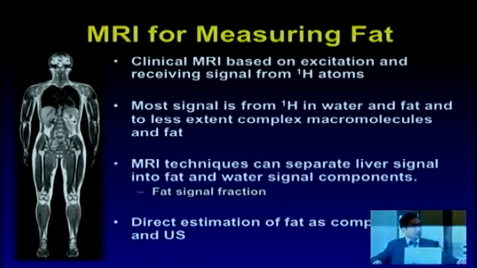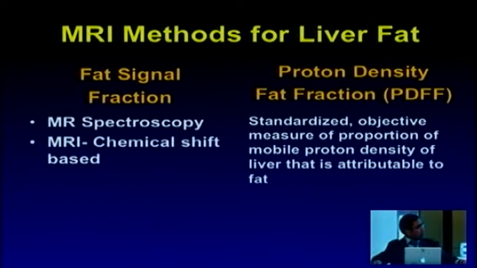For all practical purposes, we get signal mostly from water and fat, and to a lesser extent from the complex macromolecules. And then we have MRI techniques which can separate the liver signal into fat and water signals, and this is the basis of measuring fat in the body as well as fat in the liver. So fat estimation with MRI is actually a direct concept as compared to CT and ultrasound, which use an indirect concept. There are two main methods of measuring liver fat.